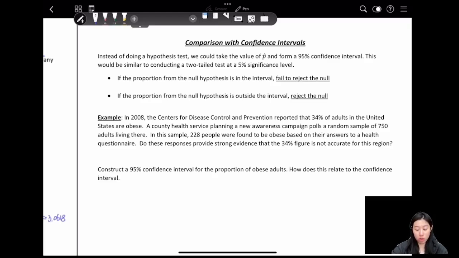But if the proportion from the null hypothesis is outside of the interval, we reject the null hypothesis.